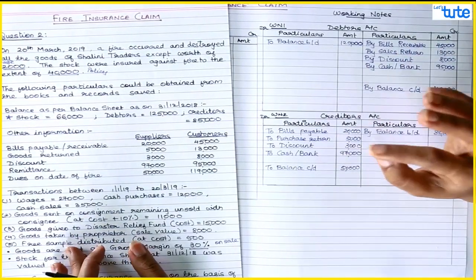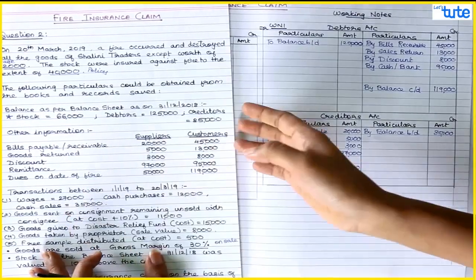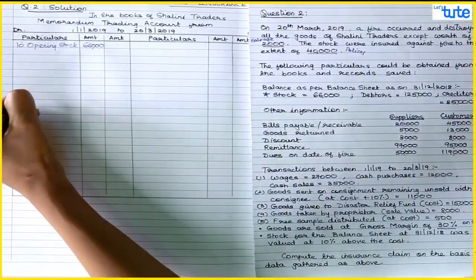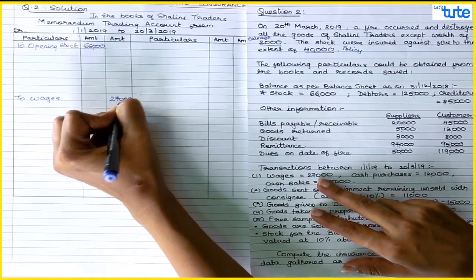Next, we'll do totaling at the end. First of all, we'll post all the items which are given in the question. Wages. So wages goes to trading, debit to wages. There is no adjustment on that. So directly outer column, 27,000.